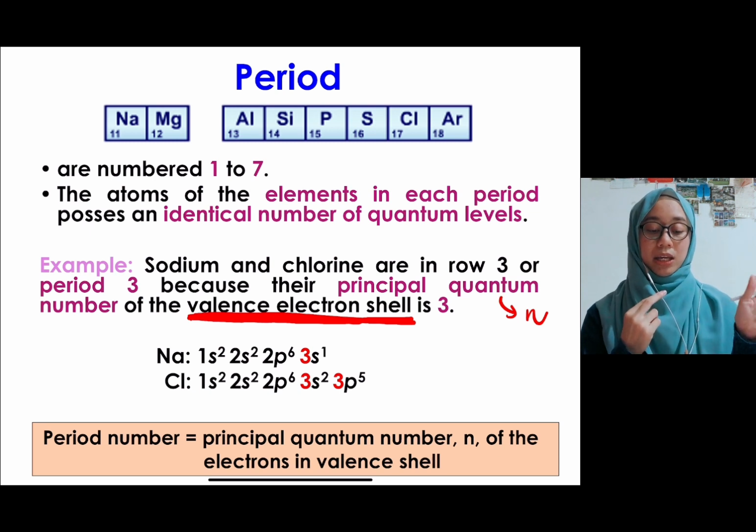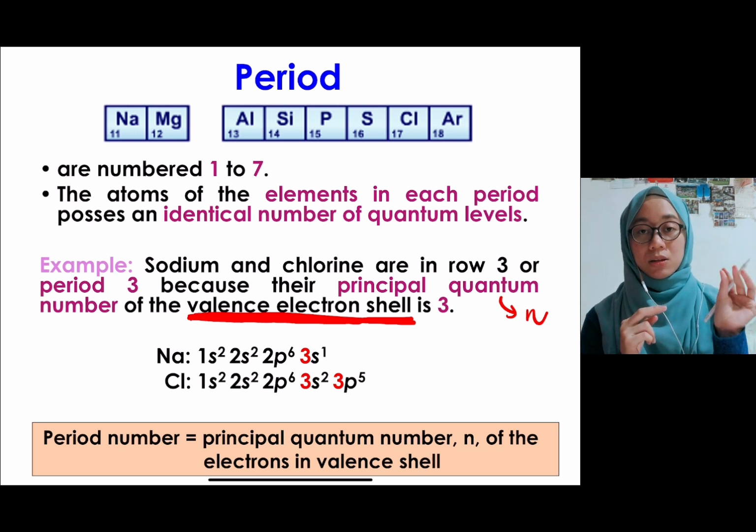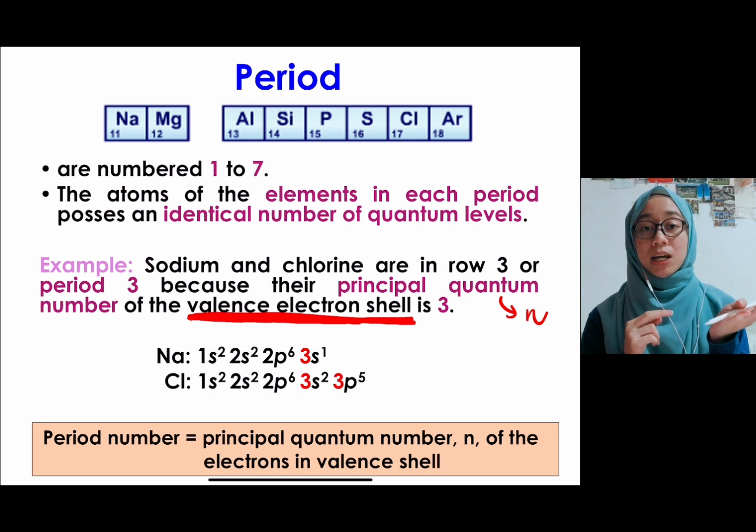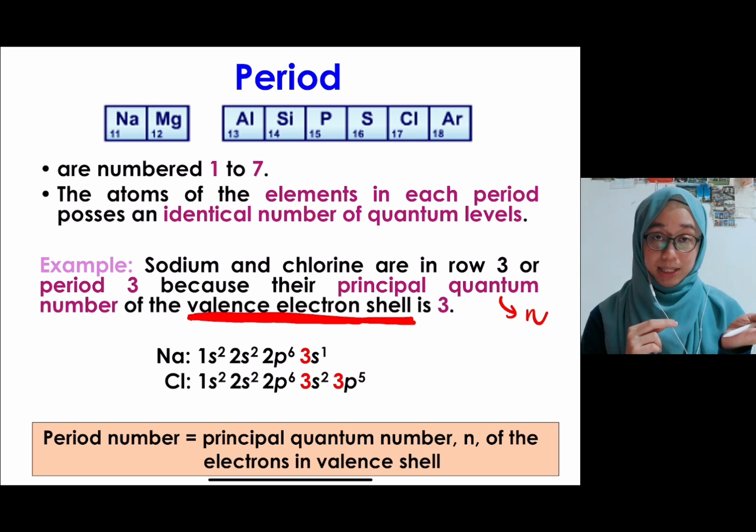Okay, so sekali lagi Miss just nak to be clear here. So the valence, the word valence meaning the one yang dekat paling luar. Okay, the outermost shell ataupun outermost orbital.